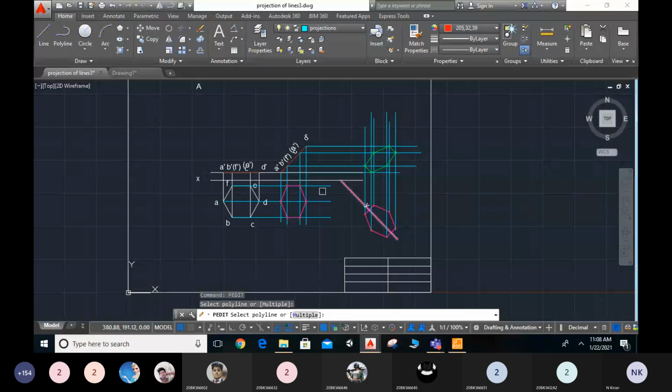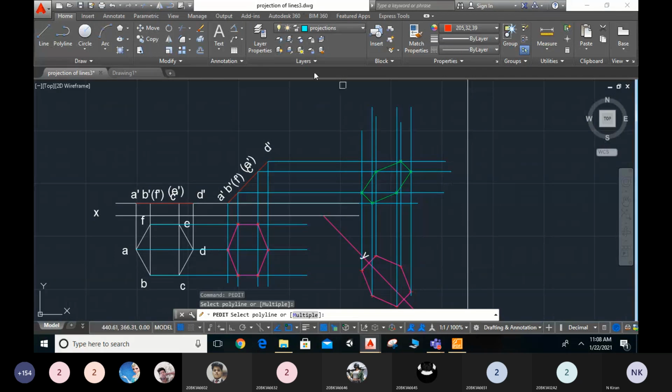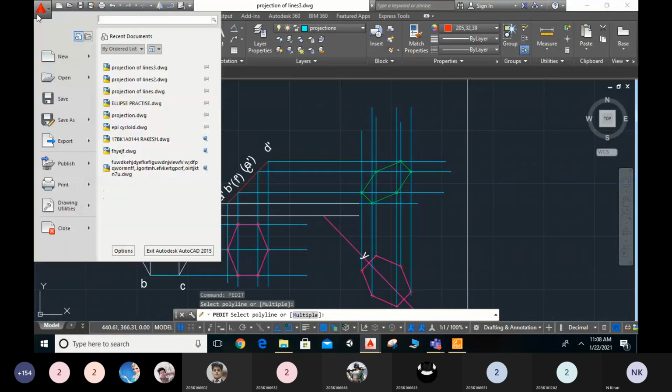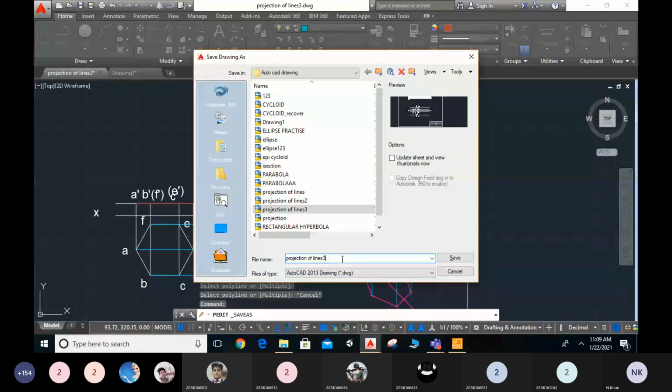See, the first concept is if it is resting on HP, this is the one, and the front view will be on this one. After that, it has inclined some angle to HP, so we have rotated this line to this one, and we have projected this one. And if it is again rotated, if there are two angles, now what I will do, I will select this portion and rotate to this line, and I will project these lines and these lines. You can get this answer. Did you understand? Yes, sir. I will save it as projection of planes.